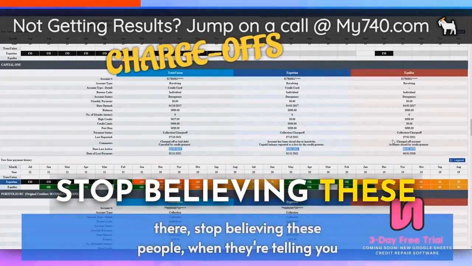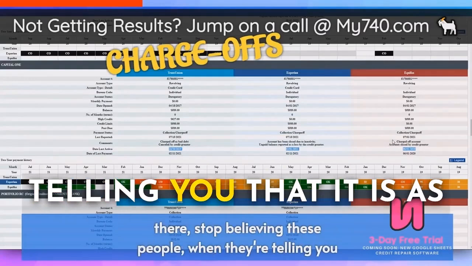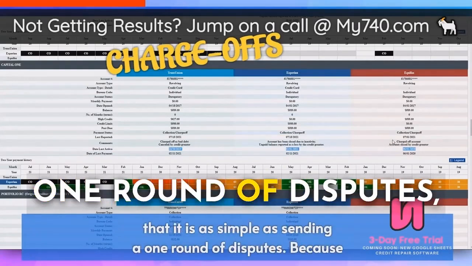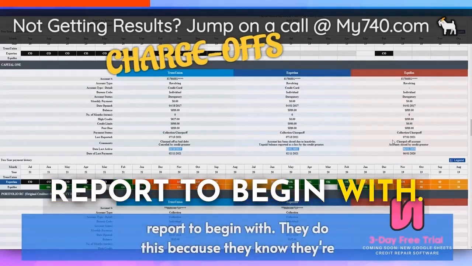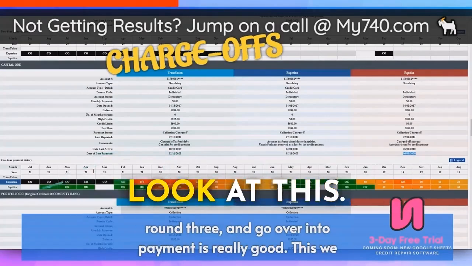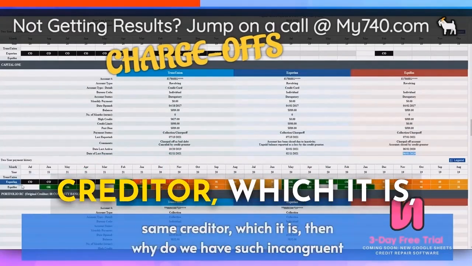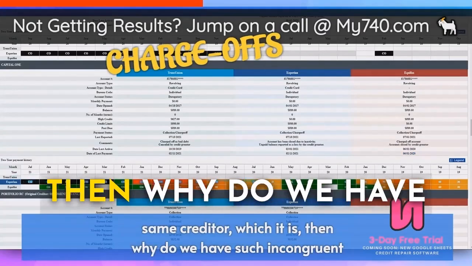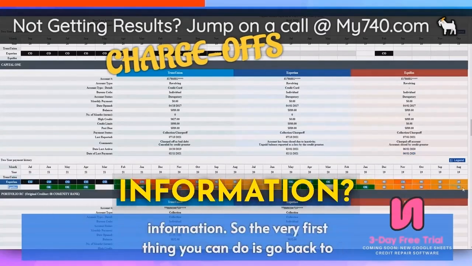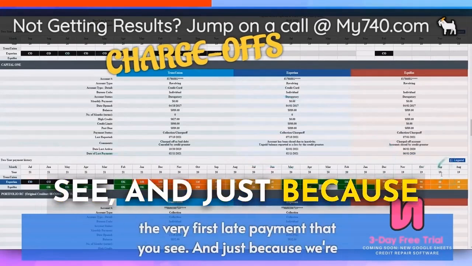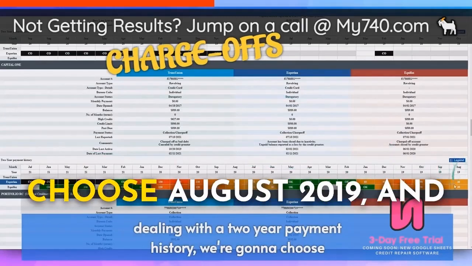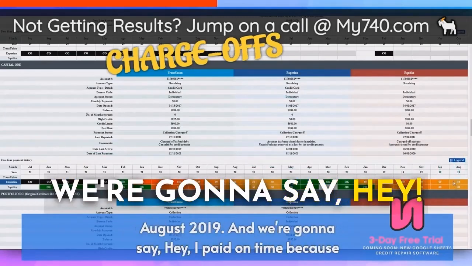Stop believing these people when they're telling you that it is as simple as sending out 1 round of disputes, because if it were like that, it wouldn't go on your credit report to begin with. Go over into payment history. If this information is from the same creditor, which it is, then why do we have such incongruent information? Go back to the very first late payment that you see, and just because we're dealing with a 2-year payment history, we're going to choose August 2019. Say, hey, I paid on time.